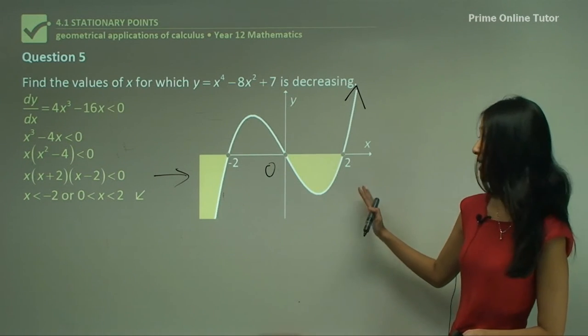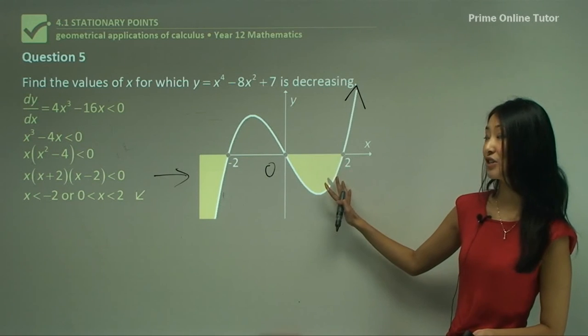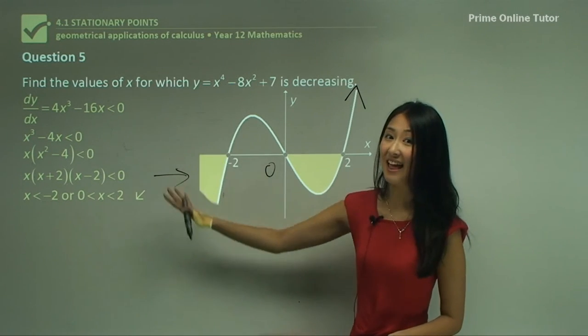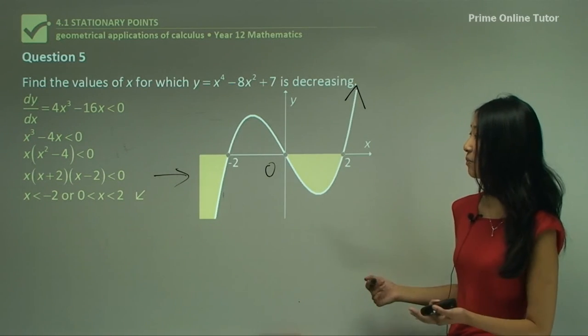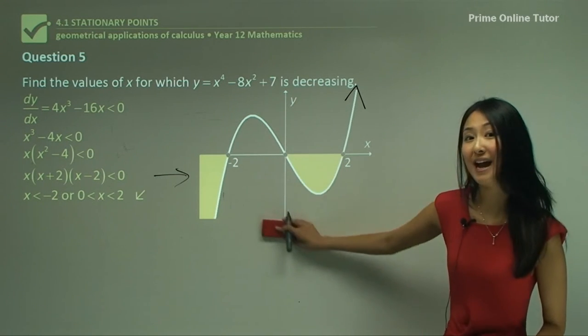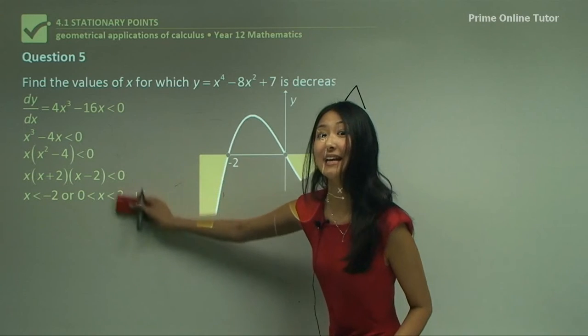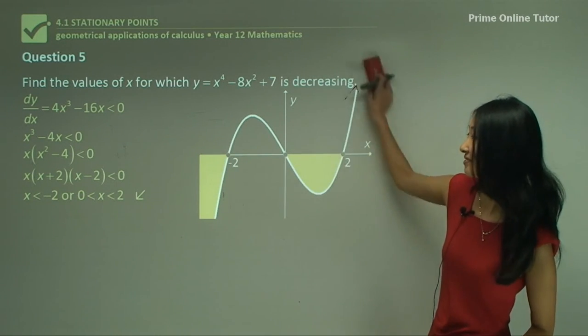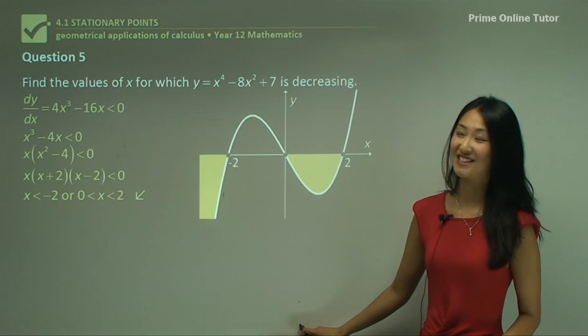So we actually have 2 answers: x is between 0 and 2, or x is less than negative 2. So what we're saying is whenever we sub values into the original equation, that's when the graph is said to be decreasing. Okay, let's go on to the next question now.